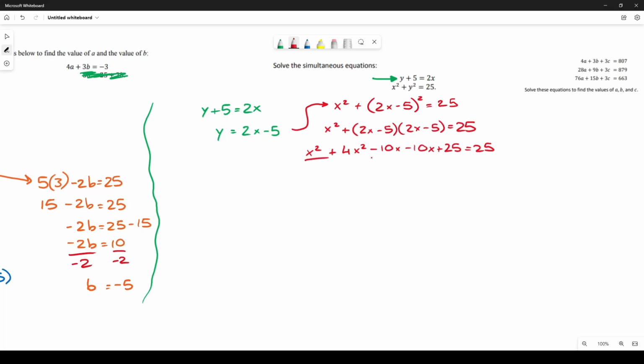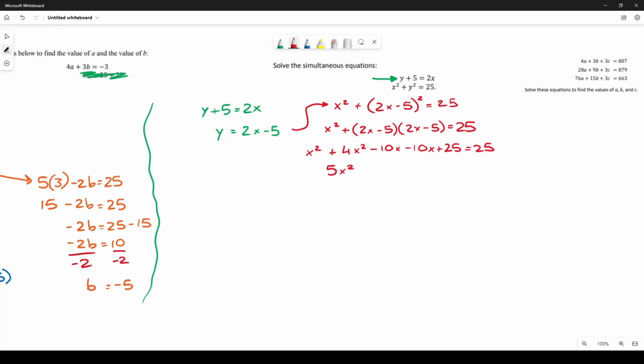Now, because we have x squareds, x's and then numbers, we know as soon as you see x squared, x's and numbers, it's a quadratic, right? And a quadratic needs everything to be together. So I'm going to bring the 25 over, or have it minus 25 again, whichever way you do that. x squared and 4x squared. Don't forget that if there's no number in front of something, there's really a 1. So that would be a 5x squared.